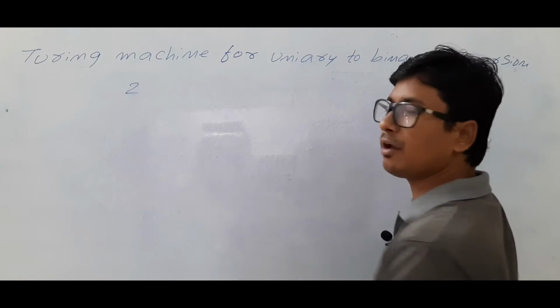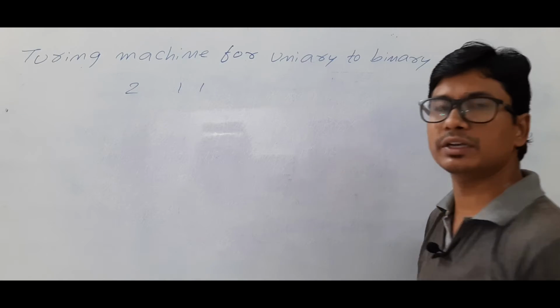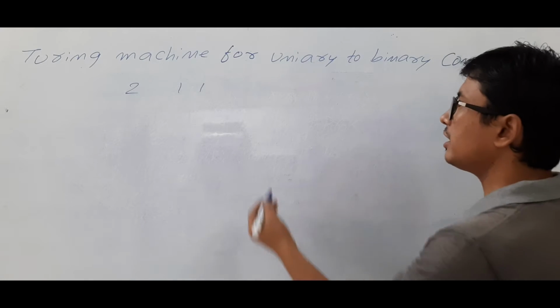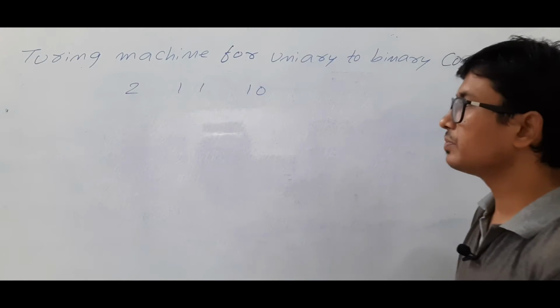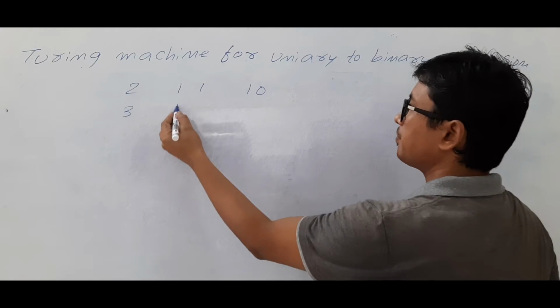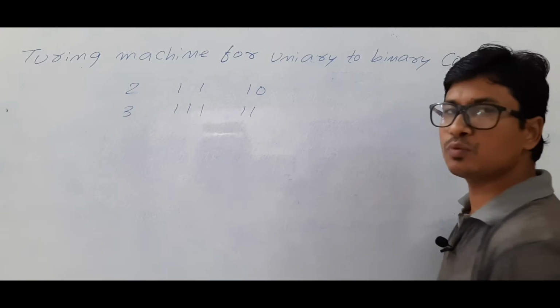Let's take that I have the number 2, which is a decimal number. In unary, I will convert it as 1, 1. If 2 is there, how can I convert it into a binary number? I will get 1, 0. If it is 3, in unary I will represent it as 1, 1, 1. In binary, I will represent it as 1, 1.